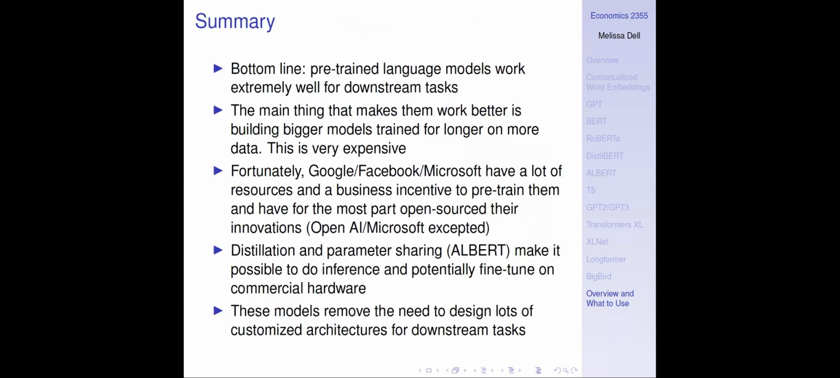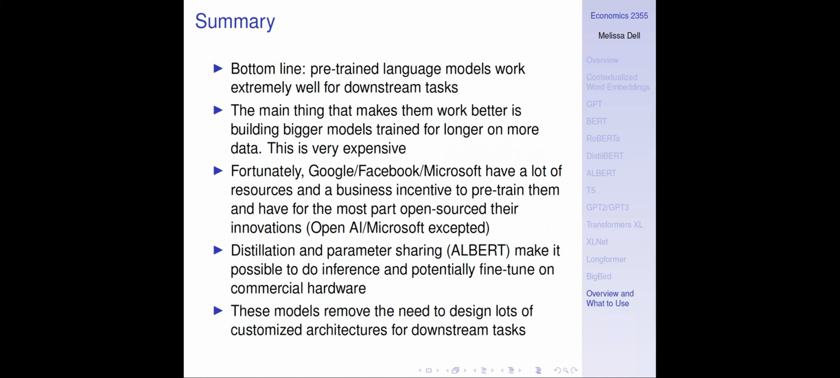Okay, so the bottom line is that pre-trained language models work extremely well for doing downstream tasks compared to what we had before, at least for benchmark downstream tasks. And the main thing that makes them work better is building bigger models, trained for longer on more data. This is very expensive. We saw how GPT-3 was something like $4.6 million to train. But fortunately for us, Google, Facebook, and Microsoft have a lot of resources and they have a business incentive to pre-train them. And, at least up to the present, mostly, they have open sourced their innovations, which is kind of amazing.